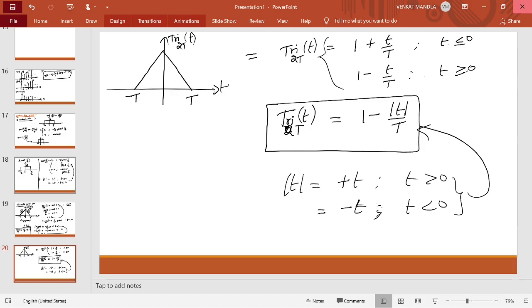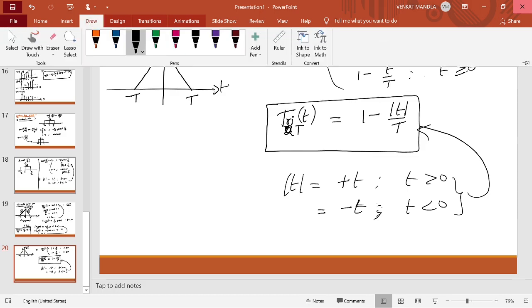So whenever you see this equation, 1 minus mod t by T like this, this is the triangular signal. Okay. So what if my amplitude is not 1? Here my case is 1. What if my amplitude is not 1? How will the equation be? That is also important.